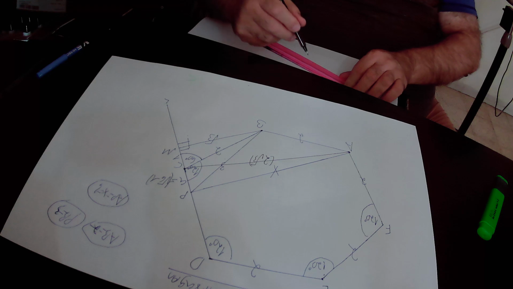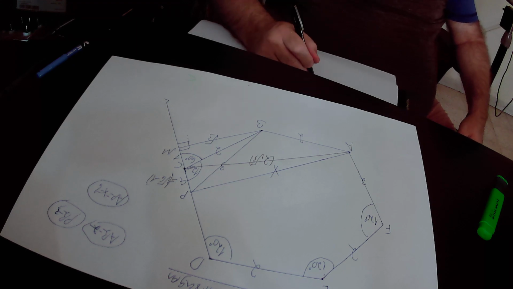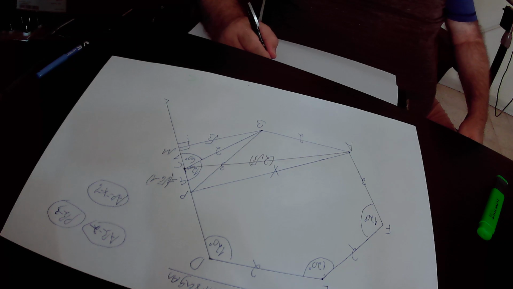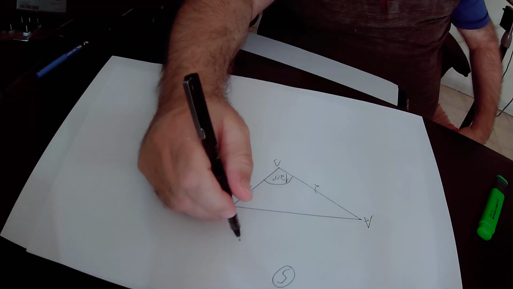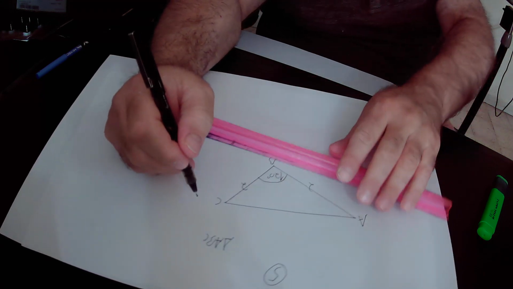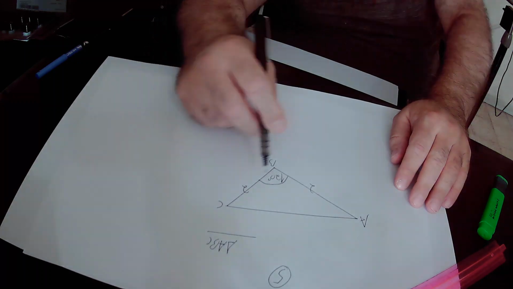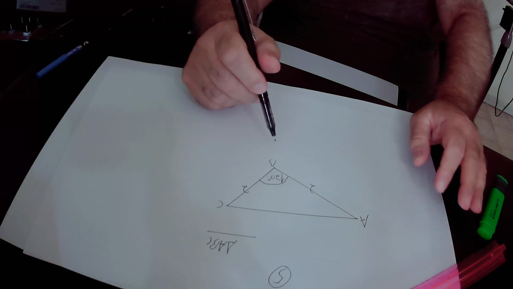Angle ABC equals 120 degrees. Side AB equals 2 units, and side CB also equals 2 units. So this is triangle ABC. In triangle ABC, side AB equals side CB.